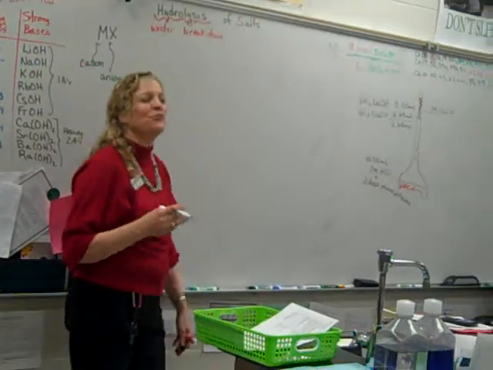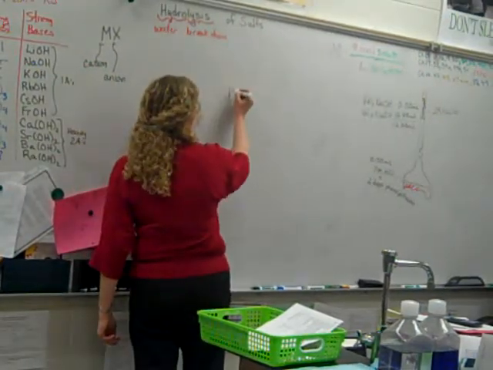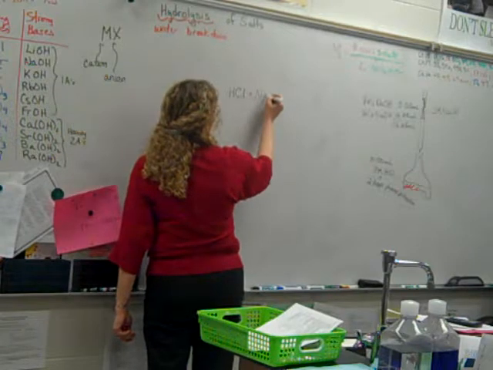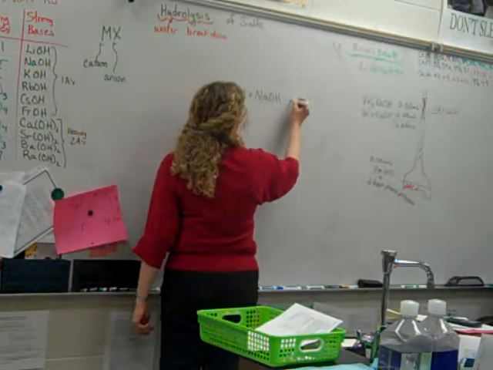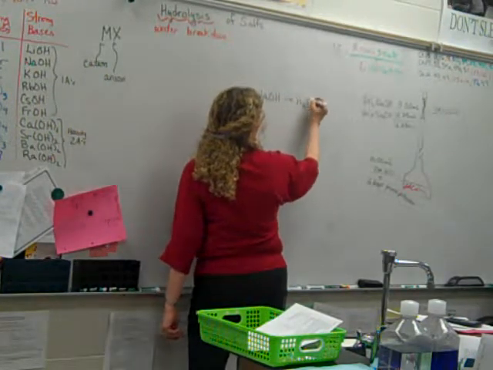Okay, so we're going to write the chemical reaction. We've got HCl plus NaOH yields water and a salt.